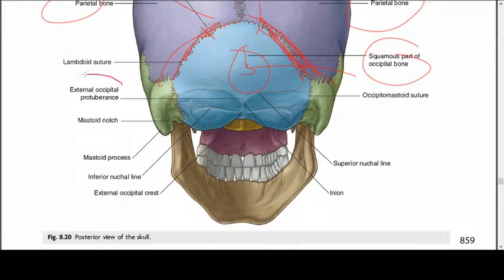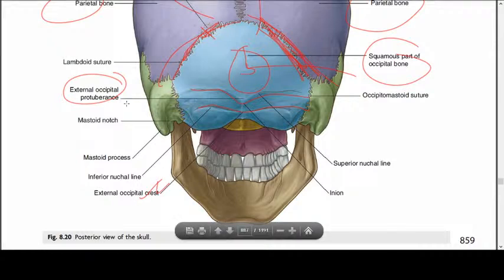There are two protuberances. There is the external occipital protuberance, which is towards the superior part, and below it there is the inferior nuchal line. This is the inferior nuchal line, and this is the external occipital crest as well. The external occipital crest is right here.